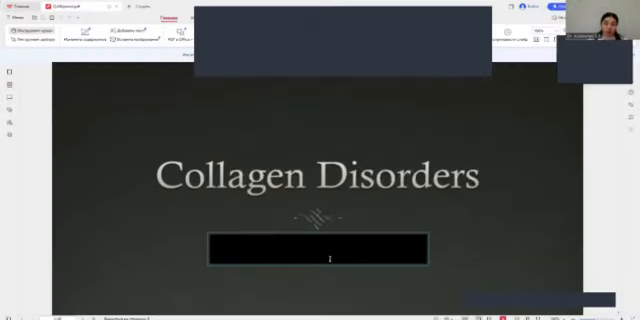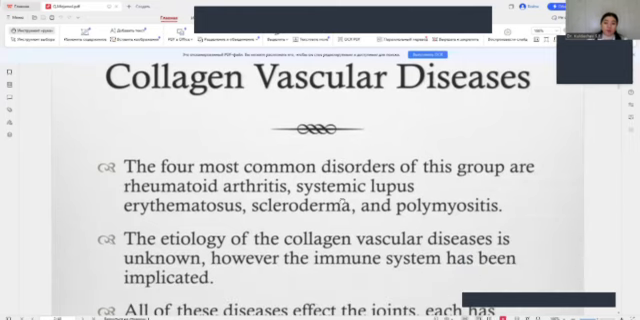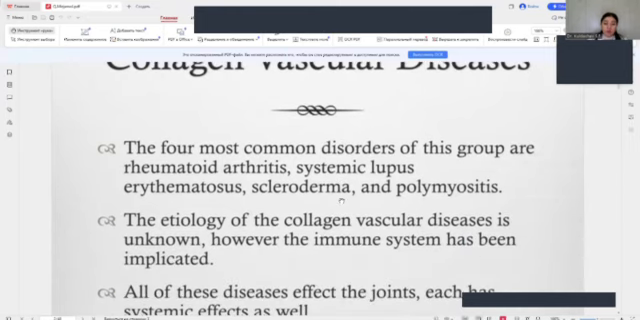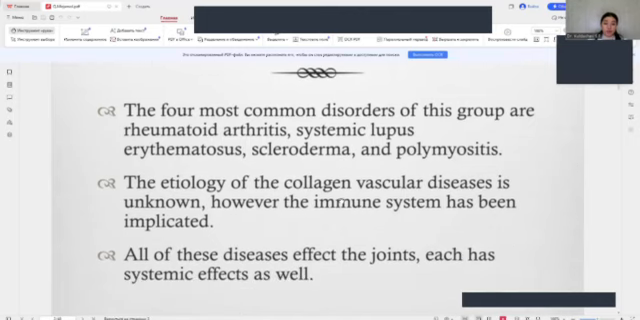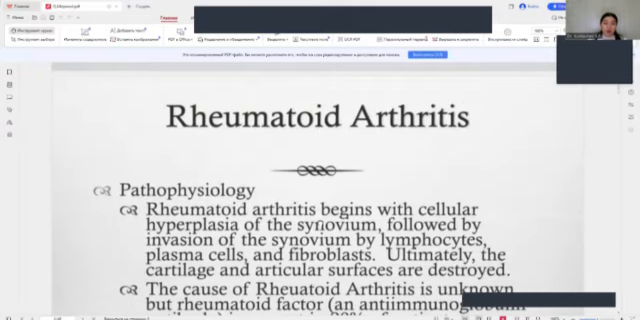Hello everyone, today we're gonna speak about collagen disorders. Collagen vascular disease: the four most common disorders of this group are rheumatoid arthritis, systemic lupus erythematosus, scleroderma, and polymyositis. The etiology of collagen vascular disease is unknown, however, the immune system has been implicated. All of these diseases affect the joints, and each has systemic effects as well.